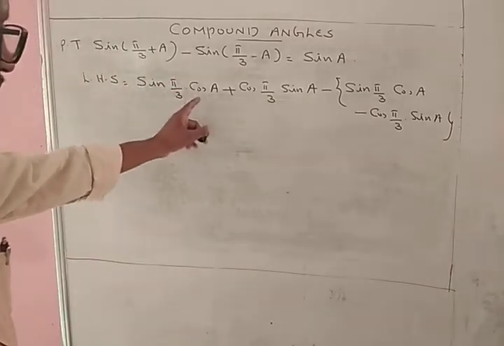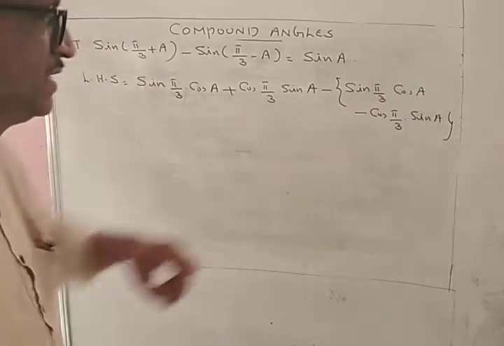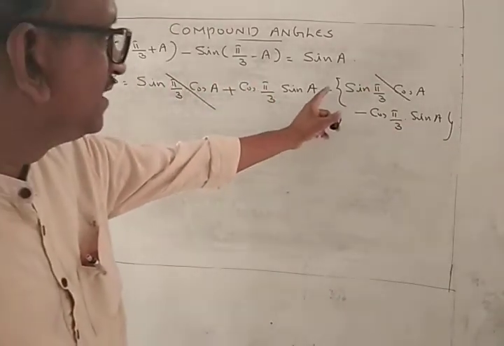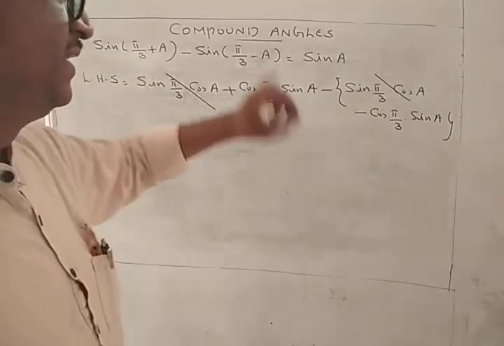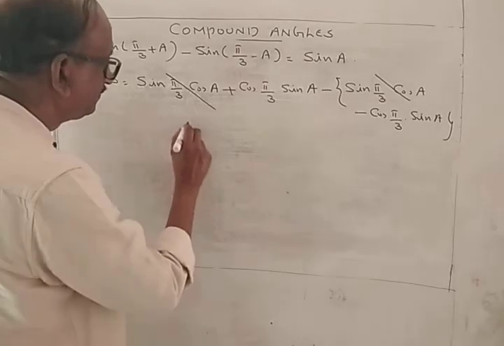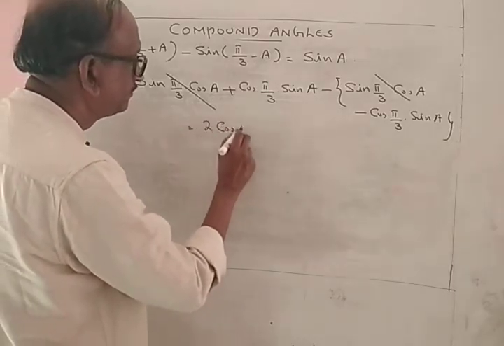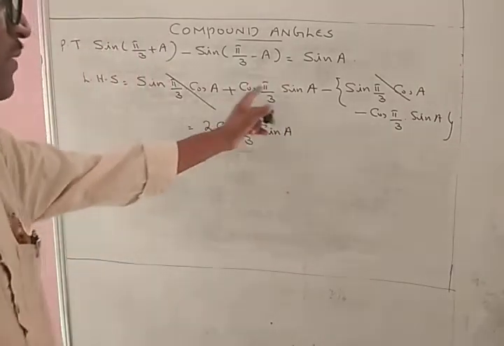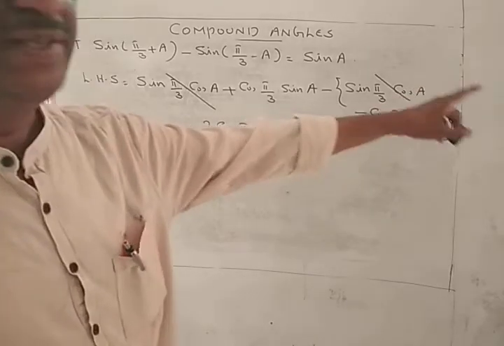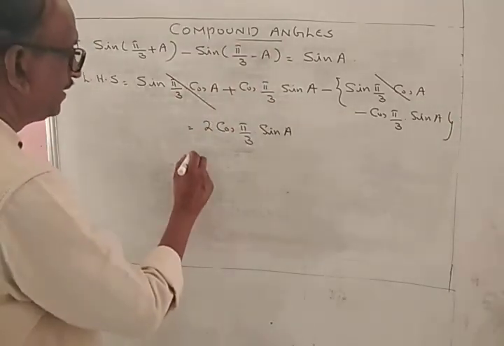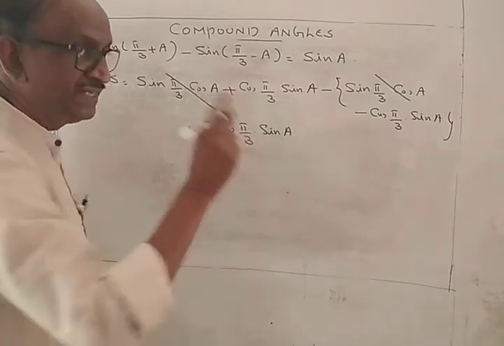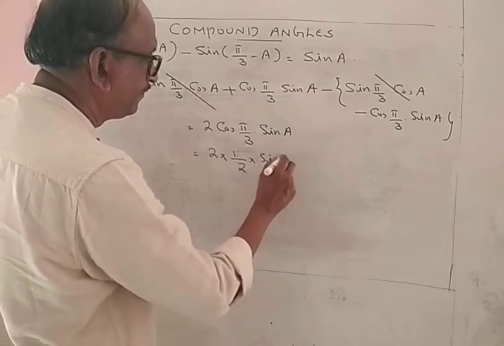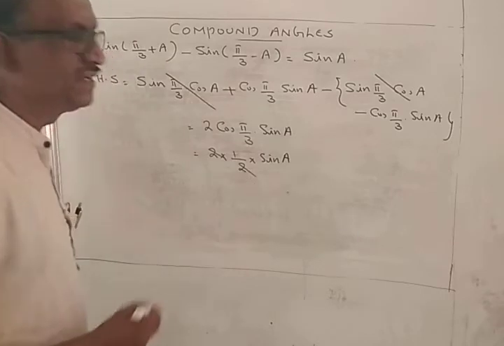Here sin pi by 3 cos A and minus sin pi by 3 cos A got cancelled. These two got cancelled. This is cos pi by 3 sin A, and minus minus gives plus cos pi by 3 sin A. Therefore, 2 cos pi by 3 sin A. 2 into cos 60 degrees, since pi by 3 is 60 degrees. Cos 60 degrees is 1 by 2, into sin A. The 2 got cancelled. Answer: sin A.